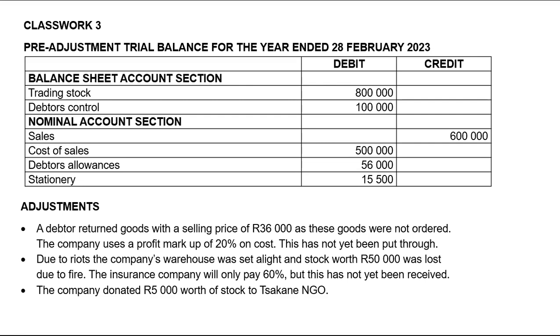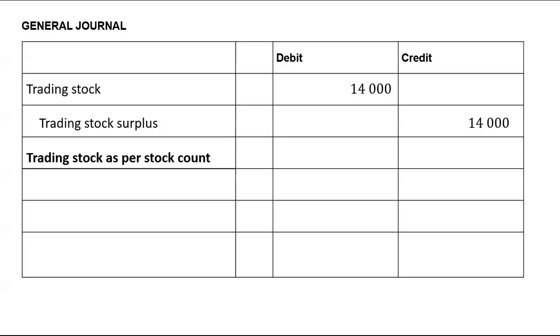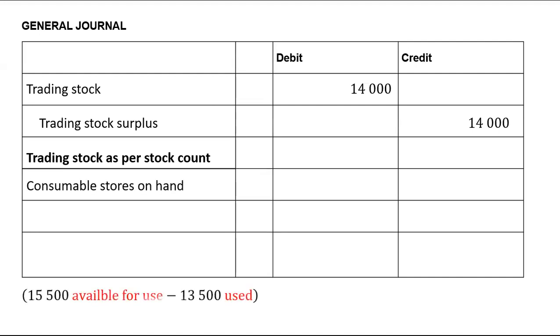And that is incorrect because we only expense consumables we have used. All right? Not the ones we have bought, but the ones that we have used. And what do we need to do here? We are simply going to record what was not used as consumable stores on hand, which is an asset account. We will debit consumable stores on hand. It's an asset, it's your inventory, and this is how we find consumable stores. It's available for use minus the used. So for you to find consumable stores that was not used, you look at the stationery that was available for use, you subtract the stationery that was used, and that'll give you 2,000 rand.